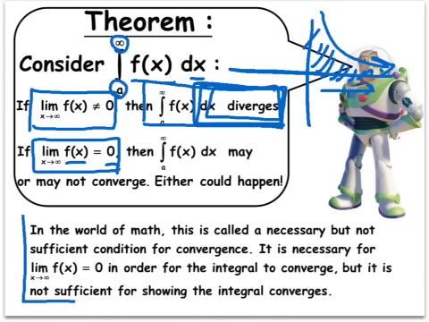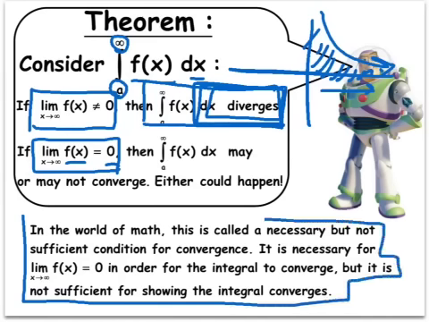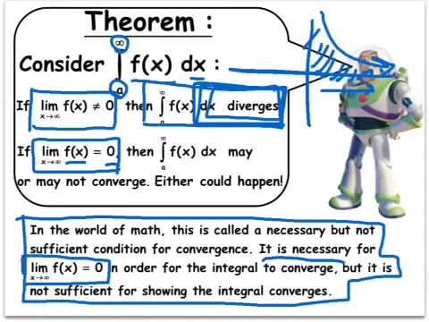By the way, you'll see this phrase in future math classes, but in the world of math, this is called a necessary but not sufficient condition for convergence. It is necessary for the limit as x goes to infinity of f of x to equal 0 in order for the integral to have a chance of converging. But this condition being met is not sufficient for showing that the integral converges. So it's a necessary step, but it's not enough. You've got to do more work than that. And that's the lesson for today.